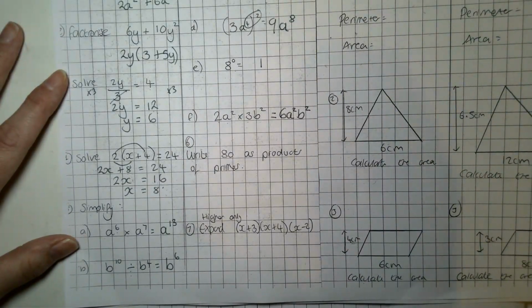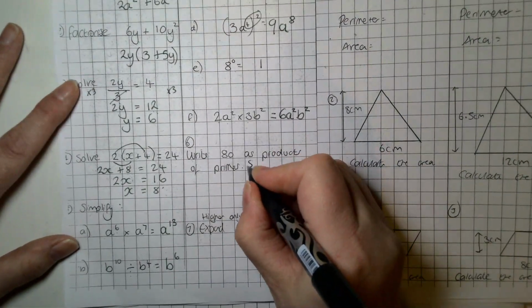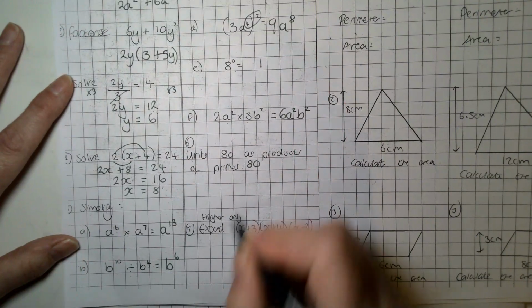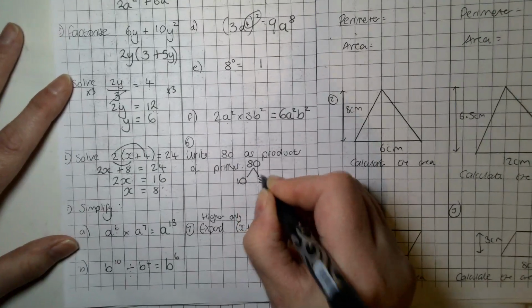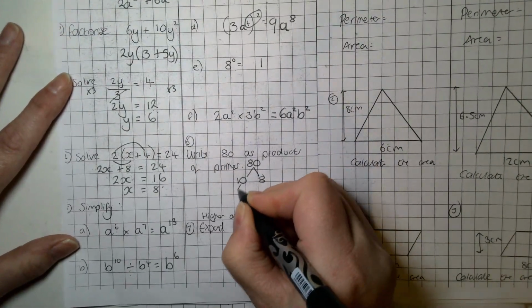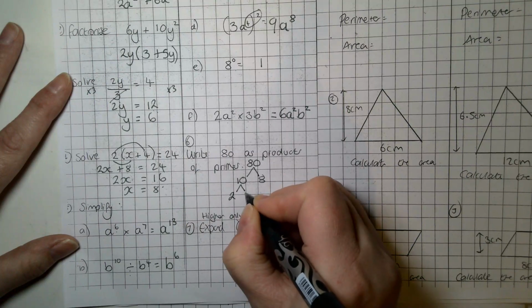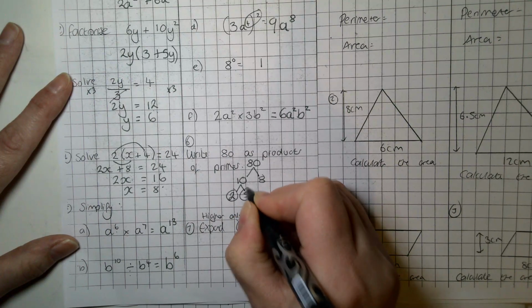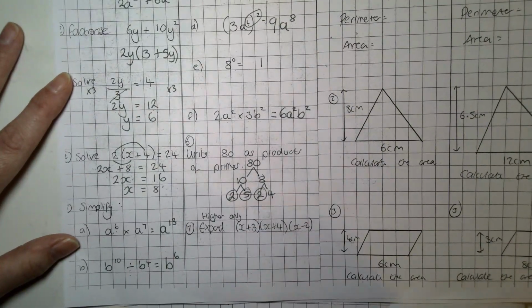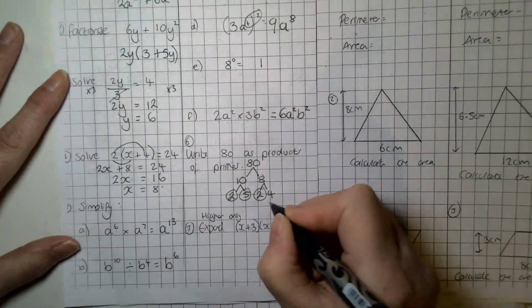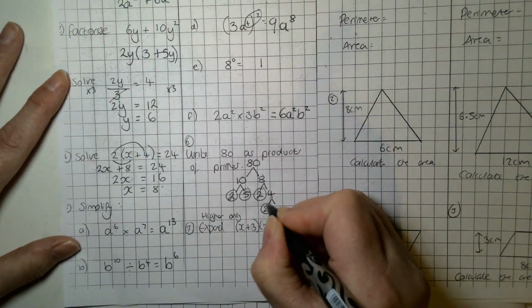Right, 80 as products of prime factors. You should all be able to do this one really well. We need to do our factor tree. Break down 80 into 2 factors. I'm going to go 10 times 8. They are not prime numbers, so go again. 10, I can break that down to 2 times 5. 8, I can break down to 2 times 4. 2 is the prime number, 4 is not. I can now break 4 down into 2 times 2.